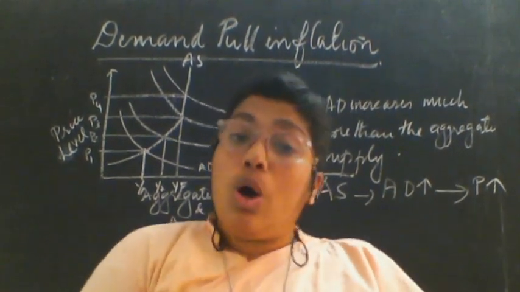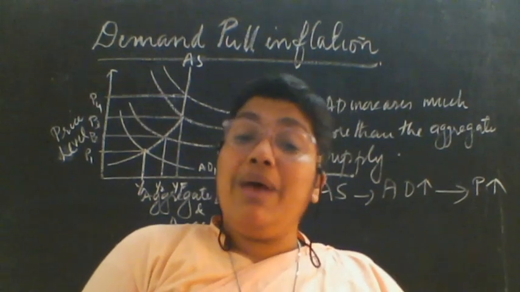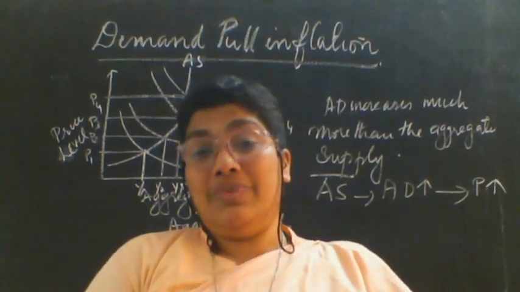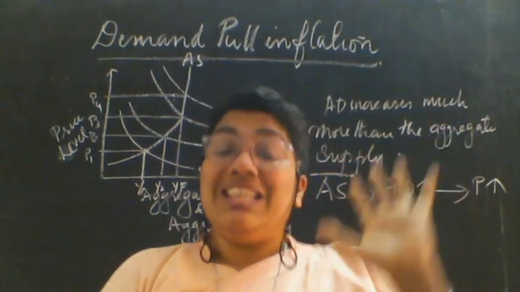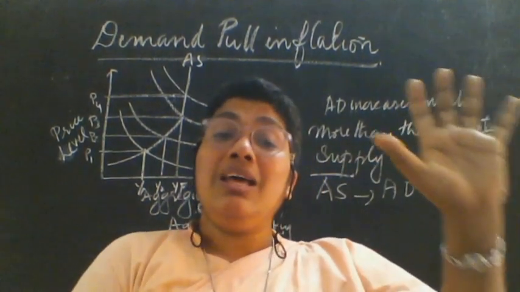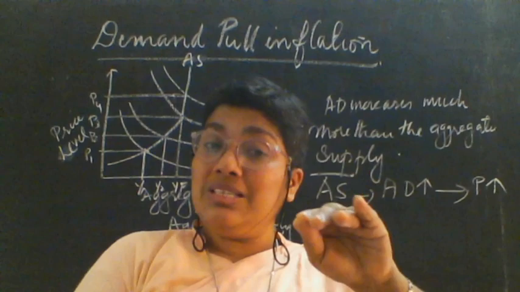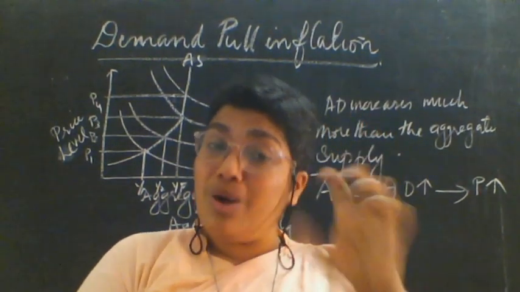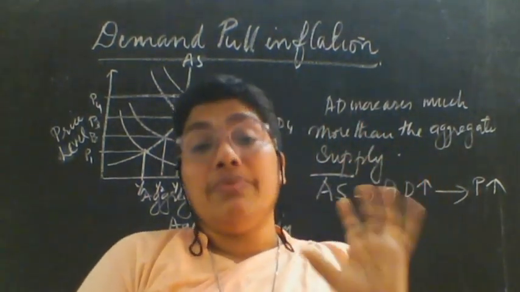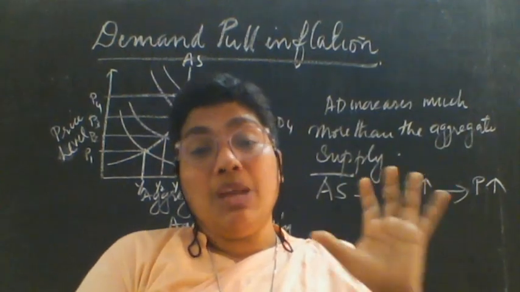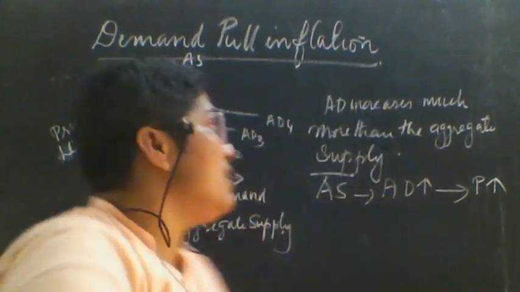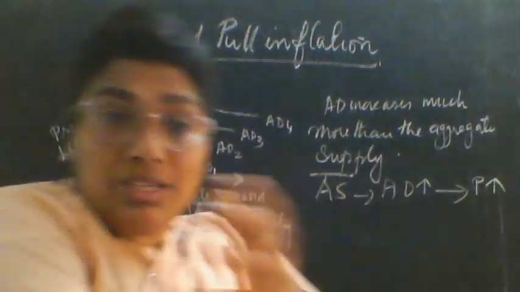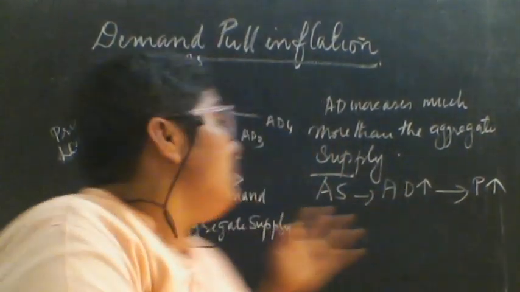It is caused by what? The demand side factors. Demand side factors push up the demand, and aggregate supply does not increase, rather aggregate supply remains constant. That causes inflation, that is known as demand pull inflation. Now I explain with the help of this diagram. We will see the factors after that, how demand pull inflation occurs.